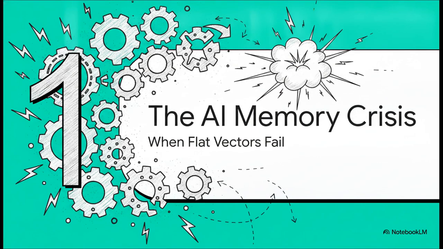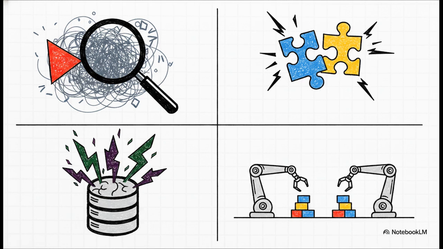Section 1, the AI memory crisis, and specifically when flat vectors fail. When we rely on simple, flat vector storage, which means every memory is treated identically and searched just by fuzzy semantic similarity, we run into 4 catastrophic failure modes. We just talked about context poisoning, but then there's context distraction, which is where the true signal just gets completely buried under thousands of semantically similar but totally irrelevant memories.